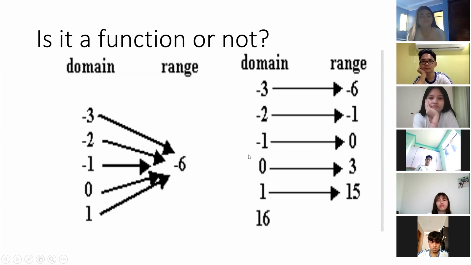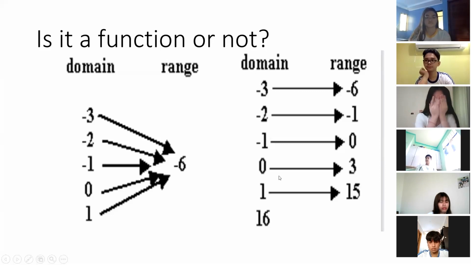However, in the second set of examples, -3 down to 16 for the domain and -6 down to 15 for the range respectively, these are functions except for this part here, which is 16, which doesn't contain any value of y at all, making the whole set not a function. So this 16 itself makes this set of values not a function, but simply a mere relation.